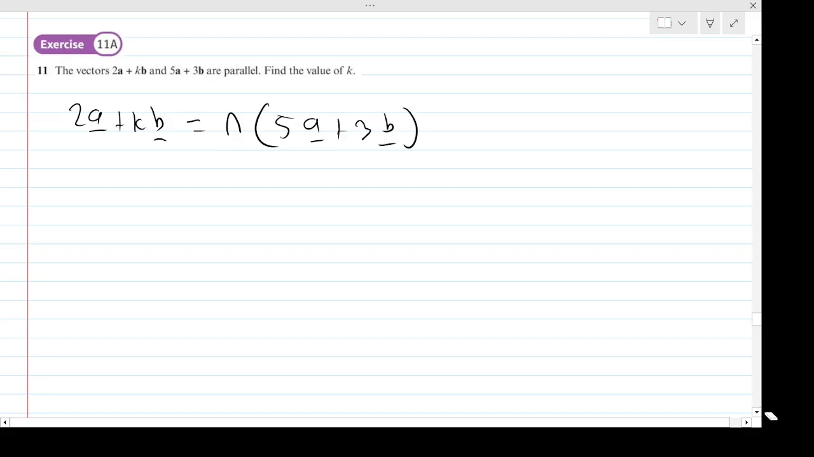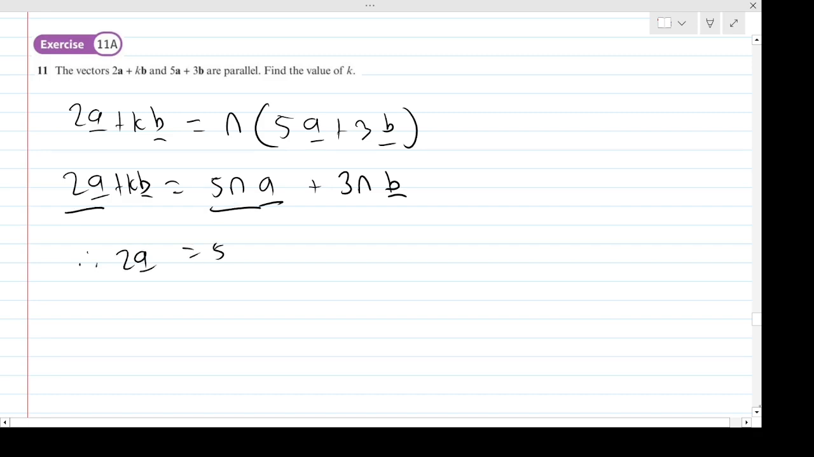I can then expand it. Write this bracket. So 2A plus KB is going to be 5N lots of A and 3N lots of B. Okay? But then what I can do is what I call compare coefficients. These vectors have an A part and a B part. So the 2A parts, the components, have to be the same. So 2A has to be 5NA of the other vector. But therefore 2 has to equal 5N. So therefore N is 2/5, right?